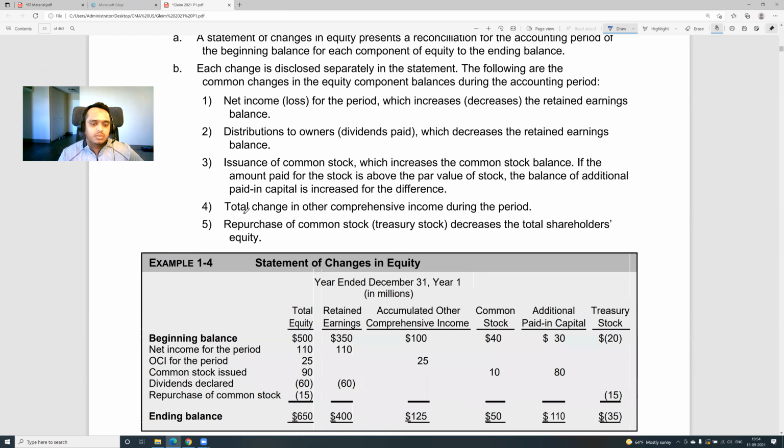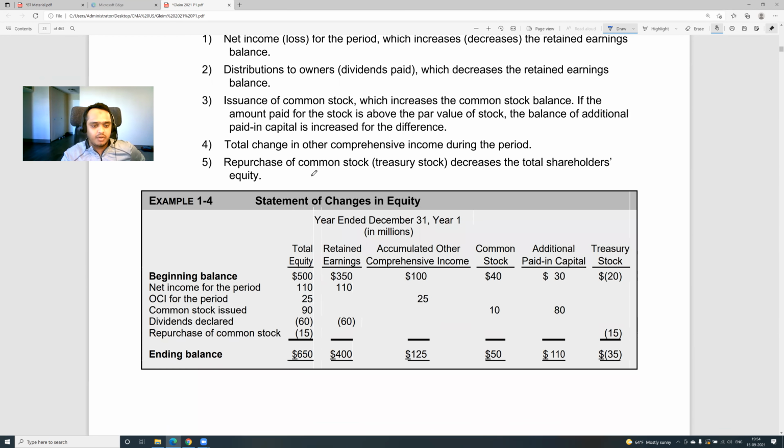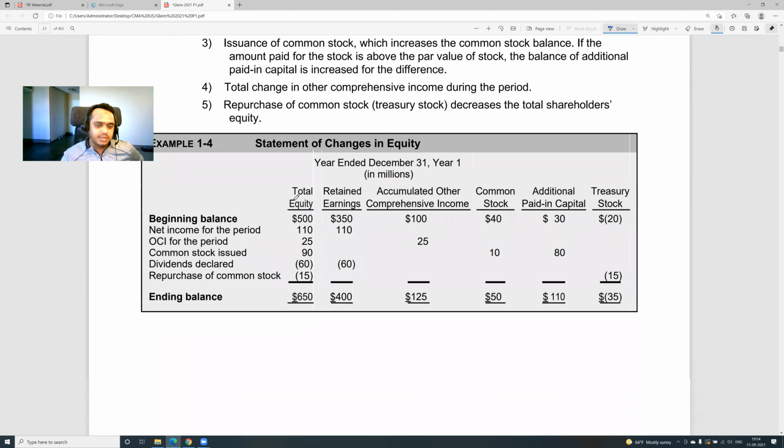Issuance of common stock, total change in other comprehensive income during the period, the repurchase of common stock, distribution to owners, net income or loss for the period. All of these will be in here. All right. Now, this is a kind of statement of changes in equity. You can see here.